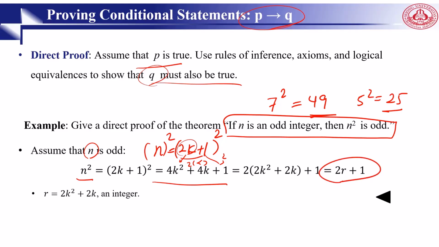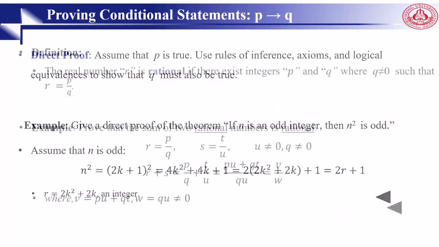And 2r plus 1 is also odd, right? R or k or anything, it doesn't matter. This 4 is odd. So we prove that if n is odd, n squared is also odd. And this symbol is used when we successfully prove a theorem, right? So they use this at the end.